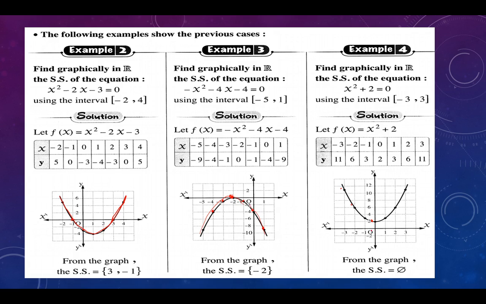1 and 3: 1 to the right, 3 up. 2 and 6: 2 to the right, 6 up. And the last one will be 3 and 11: 3 to the right, 11 up. Okay, here you can see that the curve doesn't intersect the x-axis at any point, so the solution set will be the empty set. Okay, let's go to another example.